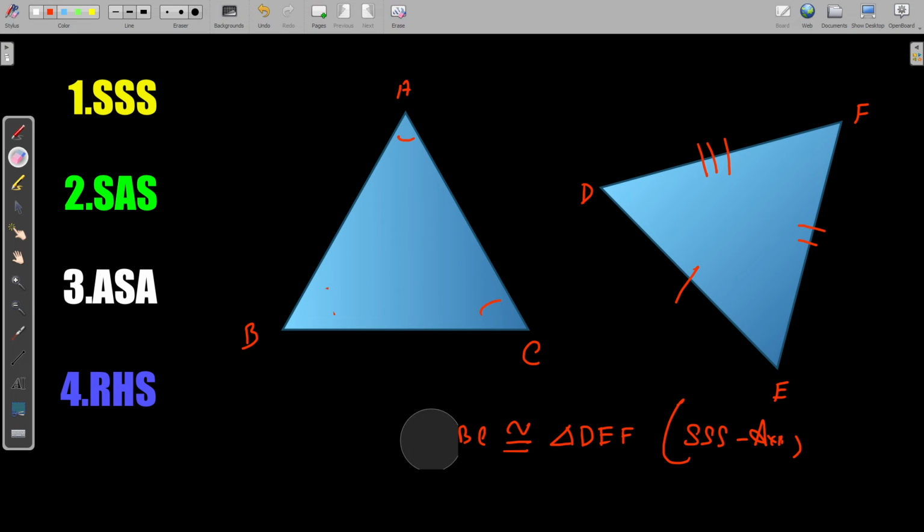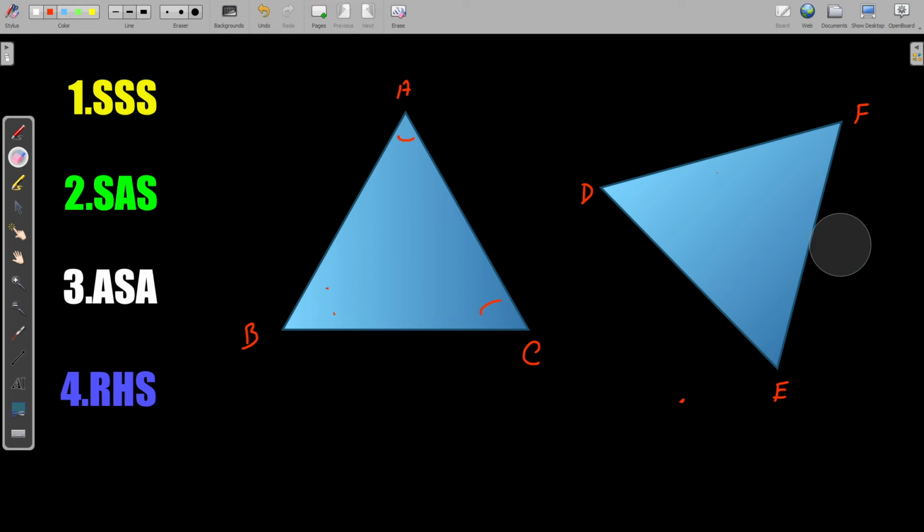Now let's see the second one. The second one is SAS. What does it stand for? It stands for side, angle, side. Let's consider AB is equal to the side DE. Then the side BC is equal to the side EF. Now here is the catch. In this condition, see, the A stands in between S and S. That means the angle should be the angle between those two sides which are equal with the other triangle.